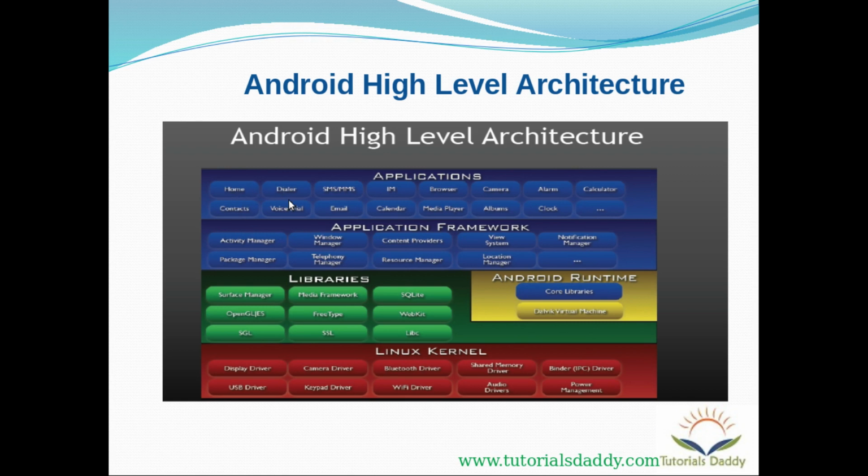You can see this is SMS, browser, camera, alarm, calculator, album, clock. So basically on the top layer of Android, we have all the applications running. Whatever applications we can see in our phone, like WhatsApp, the SMS application, the browser, and so many applications. All these applications which interact with the user basically lie on top of the Android architecture. And after that, we have the application framework.